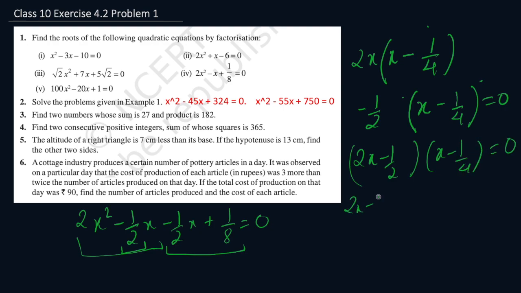So either 2x minus half is equals to 0 or x minus 1 by 4 is equals to 0. So here we get x equal to 1 by 4 and x equals to 1 by 4. So it has two roots, 1 by 4 and 1 by 4. That is, both the roots are same.